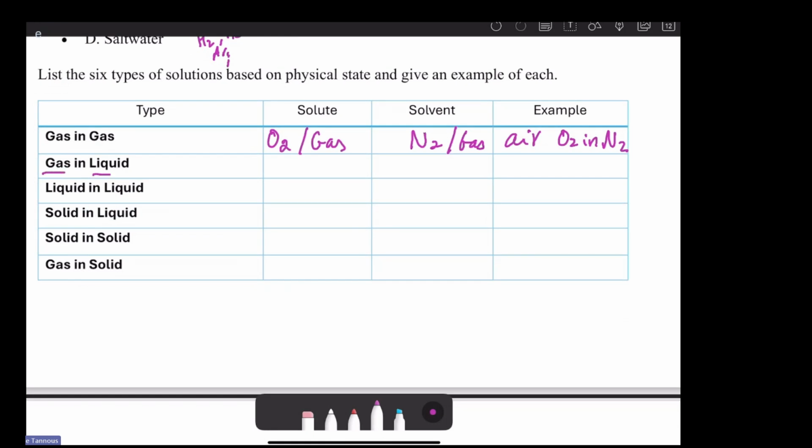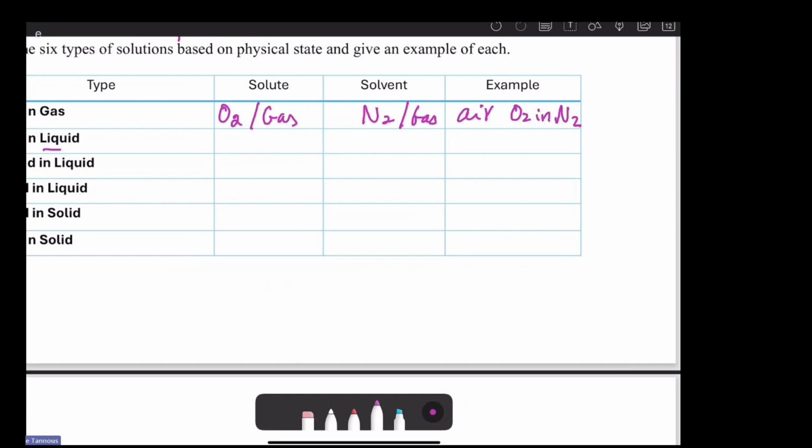Gas in liquid. Take the simple, easy examples: the sparkling water, any sparkling drinks, fizzy drinks, or soda. Okay, so what does it have? This one has carbon dioxide in water. So the solute is the carbon dioxide, which is a gas, dissolved in water, the H2O, which is a liquid.